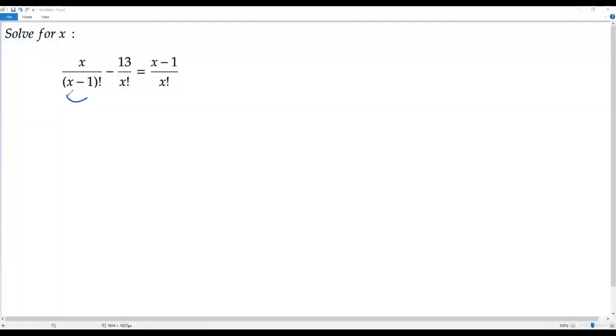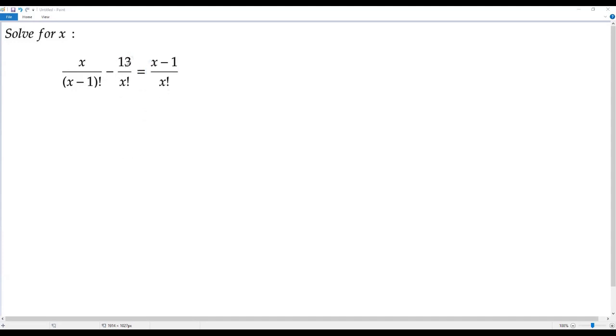Here I have a factorial equation and I have to solve for x. In this factorial equation, these two fractions have the same denominator, x factorial. But one fraction is on the left side and another is on the right side. If I have these two fractions on the same side of the equation, I can simplify them easily because they have the same denominator, x factorial.